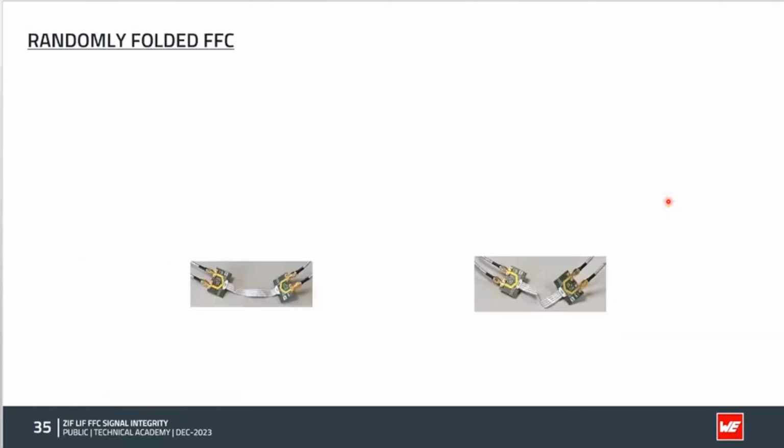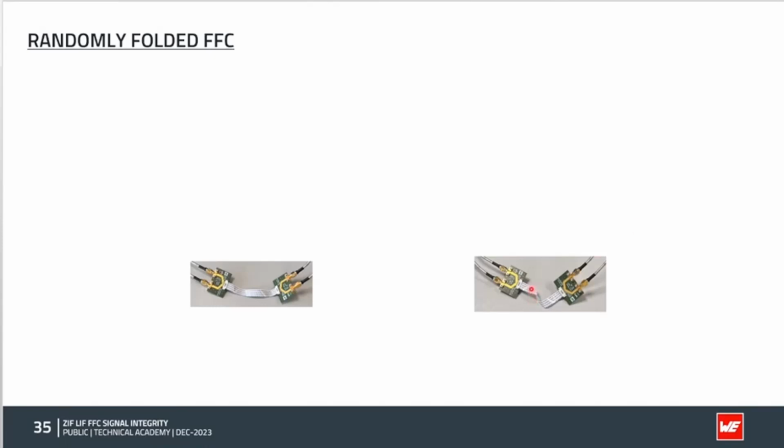And the last fun fact I have is a question that I get a lot. We know that the folded FFC does not have any impact, but questions from the customer are often: I want to bend the FFC on my own because I have specific directions to take because of my mechanical configuration. Can I do that? Will I kill my signal or not?